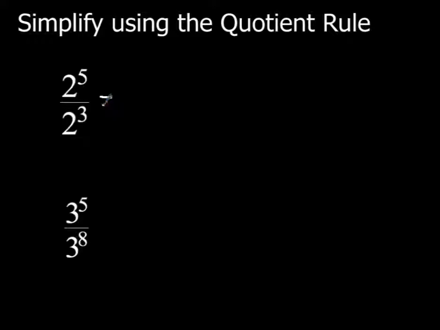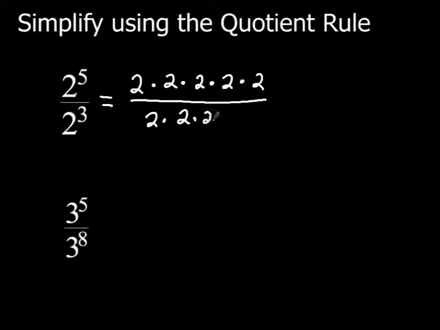2 to the 5th power means I'd have 5 2's being multiplied together: 2 times 2 times 2, that's 3, 4, and 1 more. Now the denominator has 2 to the 3rd power, which means I would have 3 2's: 2 times 2 times 2.